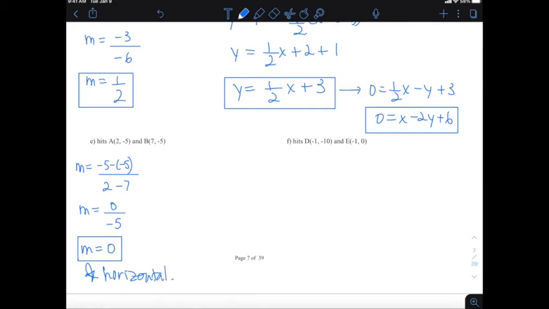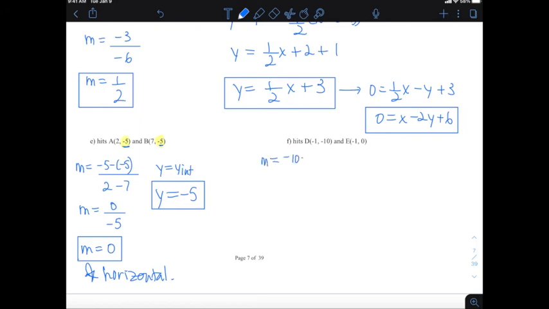Okay, and I can see that if I just look at my y values, they are the same. And the equation of this line is going to be y equals the y-intercept because it's horizontal. And I know the y-intercept is -5 because it appears in both as the y value of both those points. Okay, last one here.